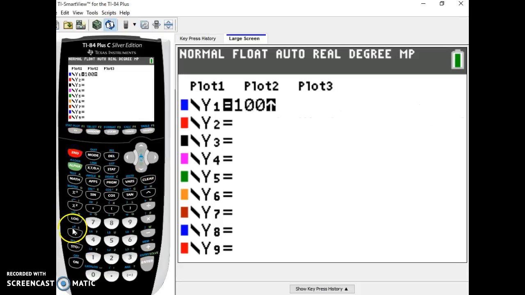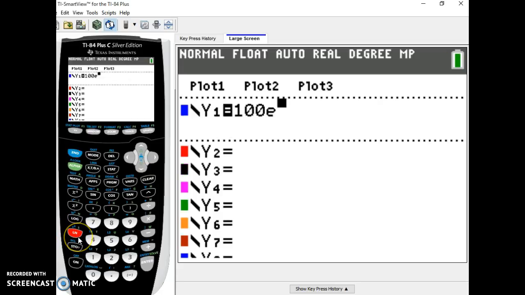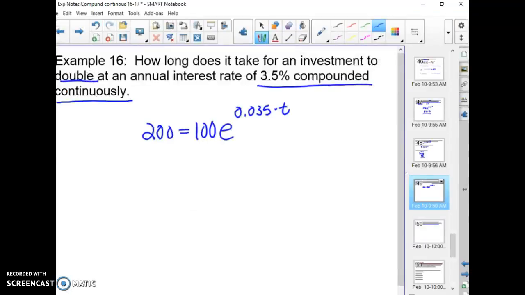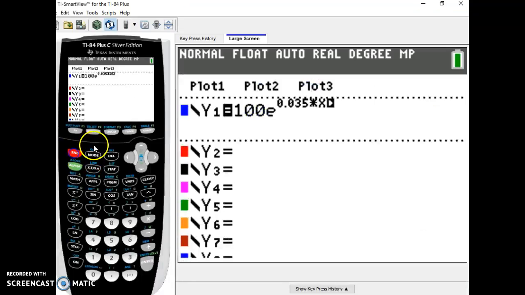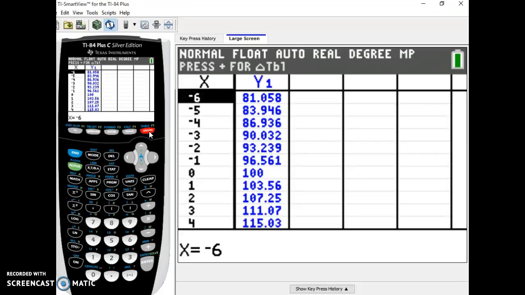So I'm going to come over here, set myself up. 100, second E, right there, 0.035 times X. Just making sure that's what I have right there. So I have it. Go and look in my table. Looking at my table for when I have $200. Start at 100. At 4, it doesn't happen after 4.